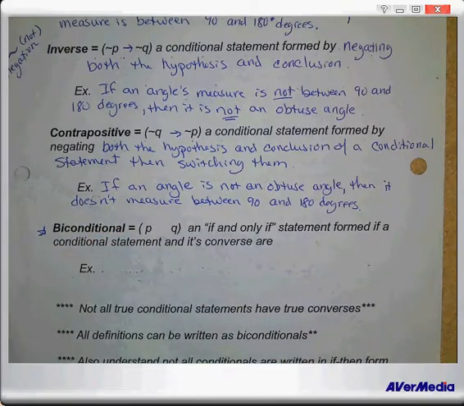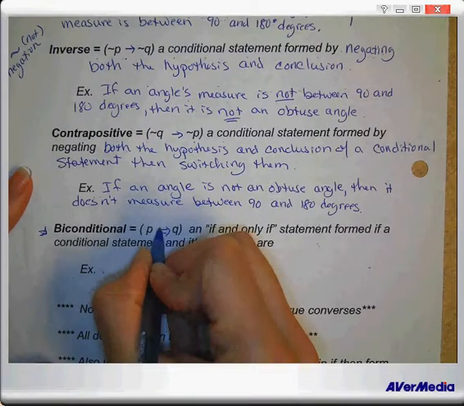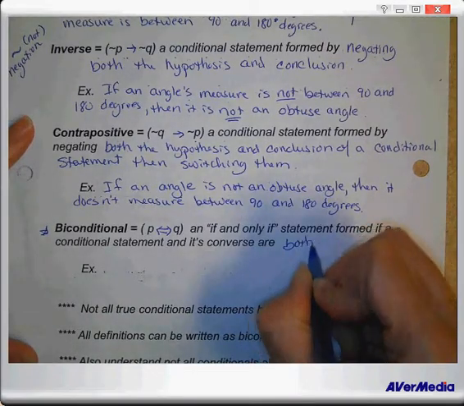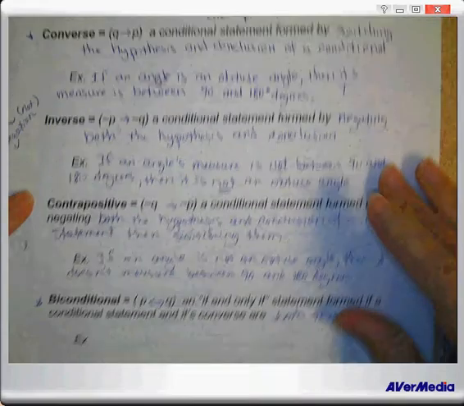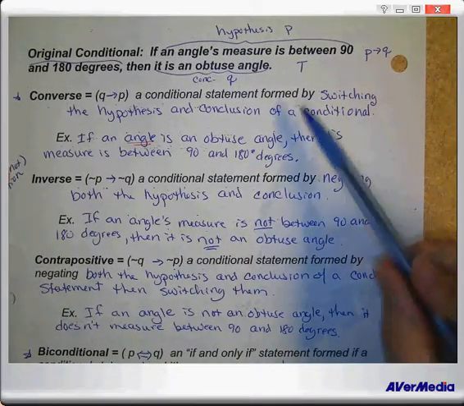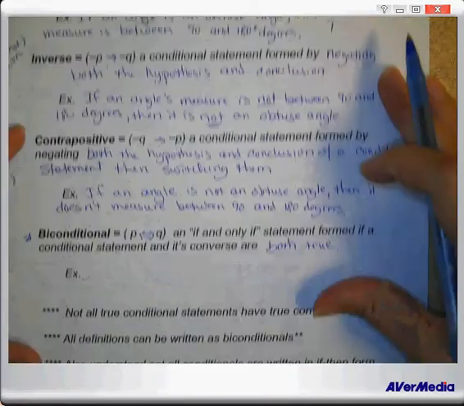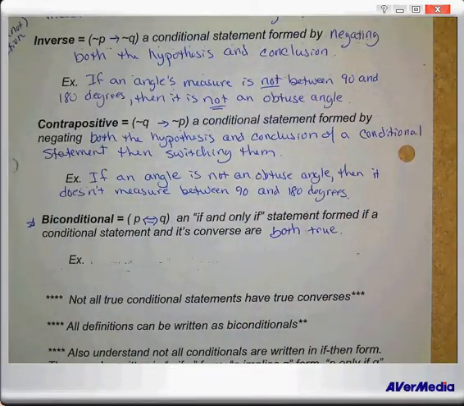Now, the last but not least we have is what's a biconditional. A biconditional is no longer going to be a conditional statement. It's going to be an if and only if statement. And notice the arrows go both ways. So with this one, we have to have a couple stipulations. It's not always possible. An if and only if statement is what a biconditional is, formed if a conditional statement and its converse are both true. So notice up above, I on purpose said, all right, the original statement's true and the converse is true, which means I can write a biconditional.